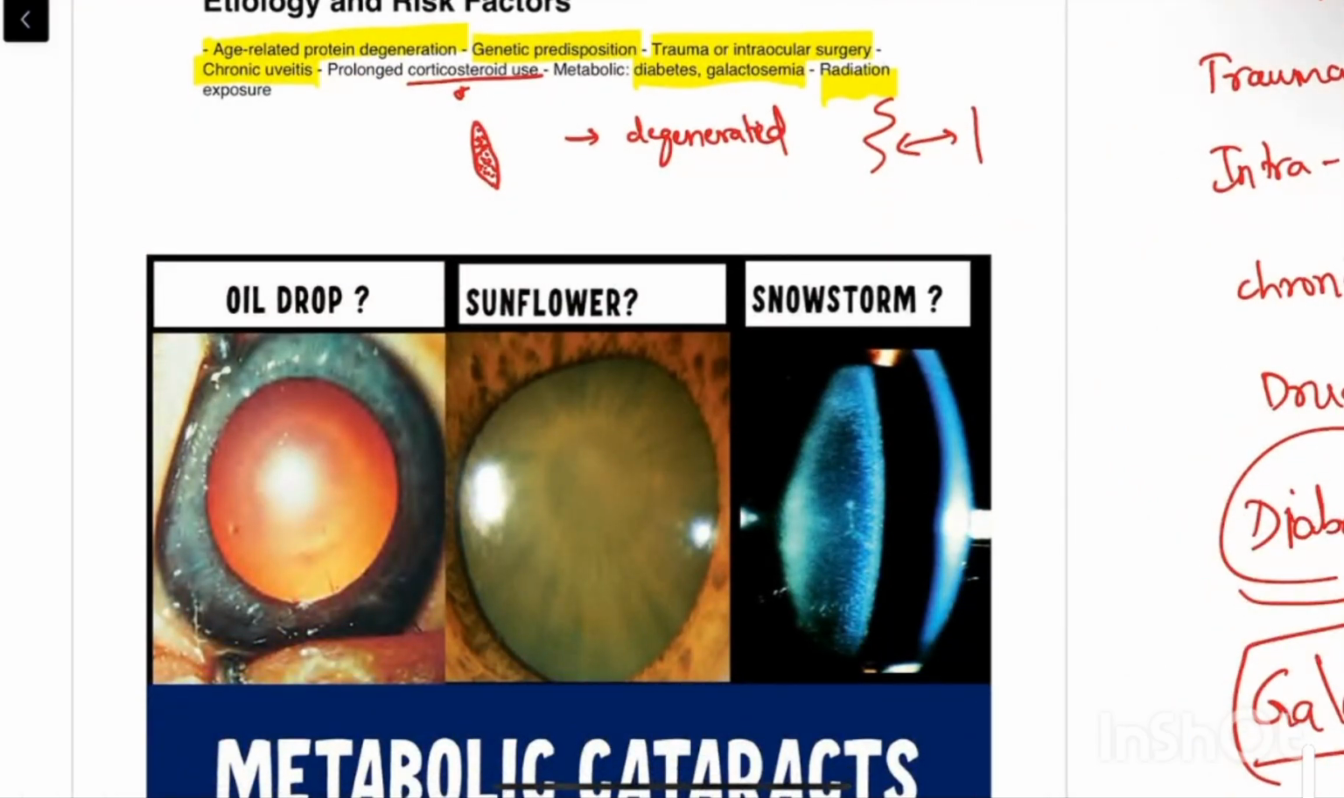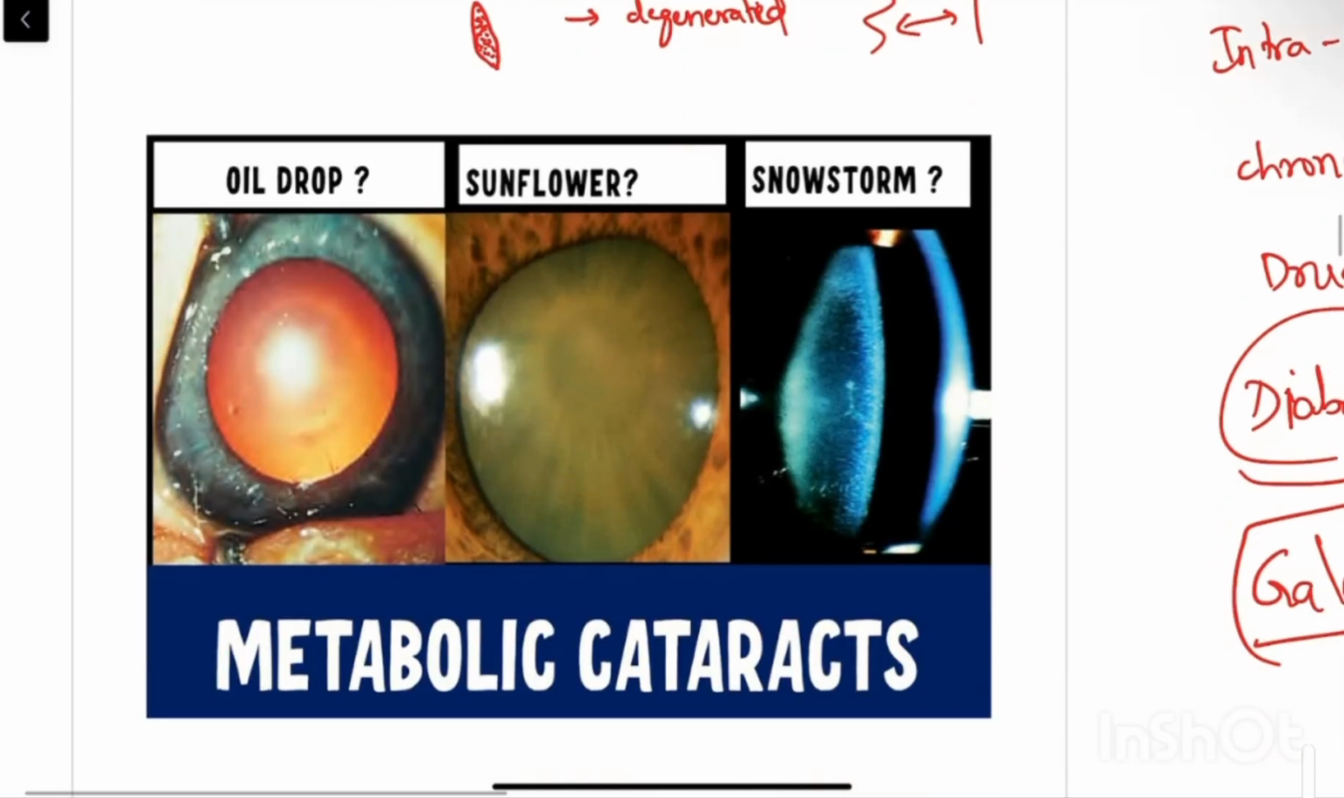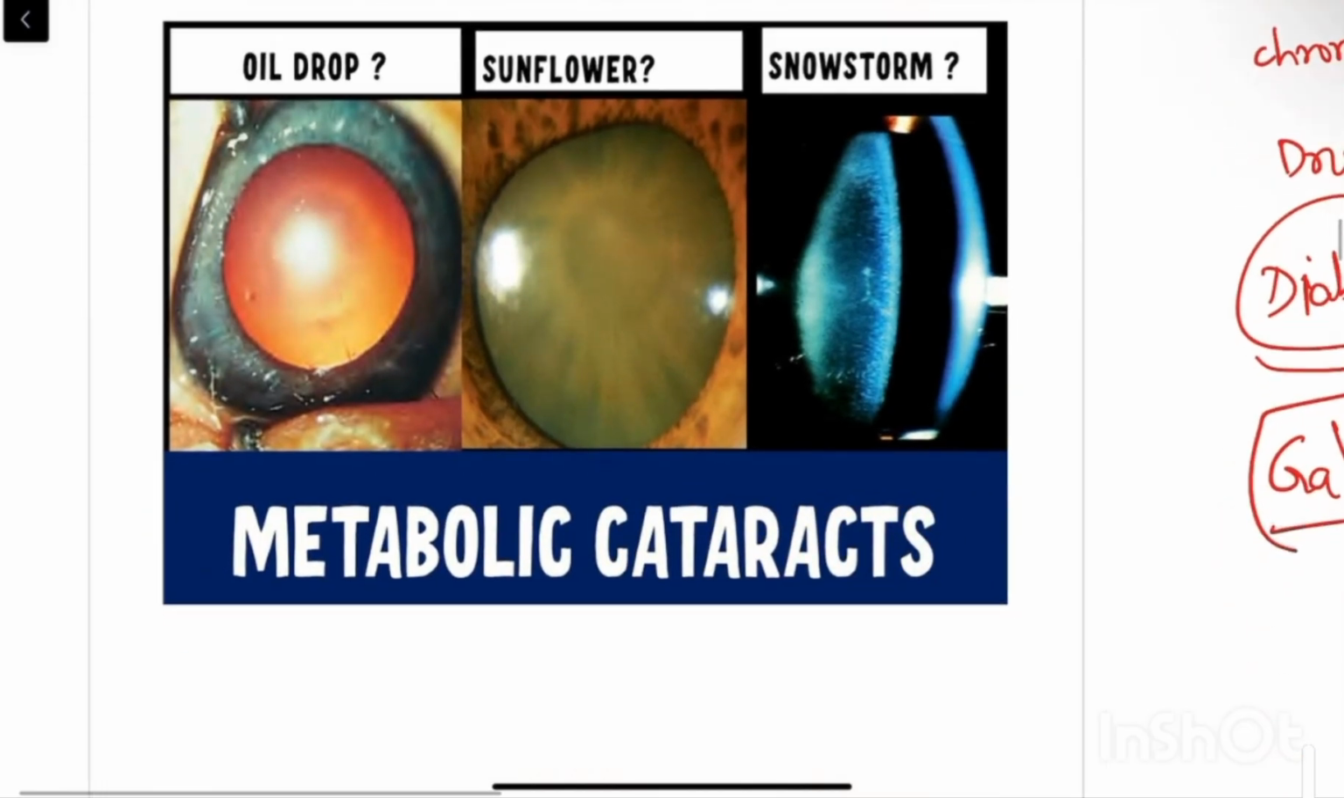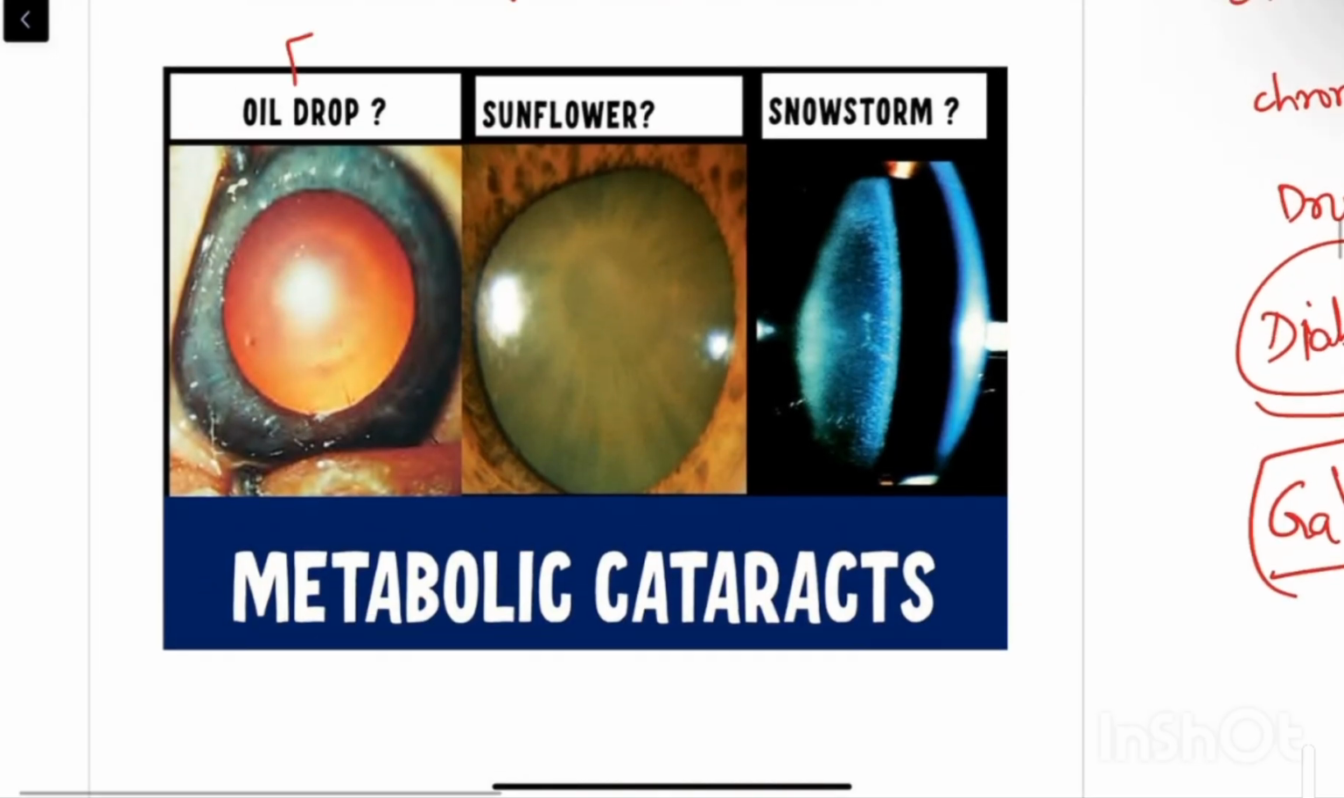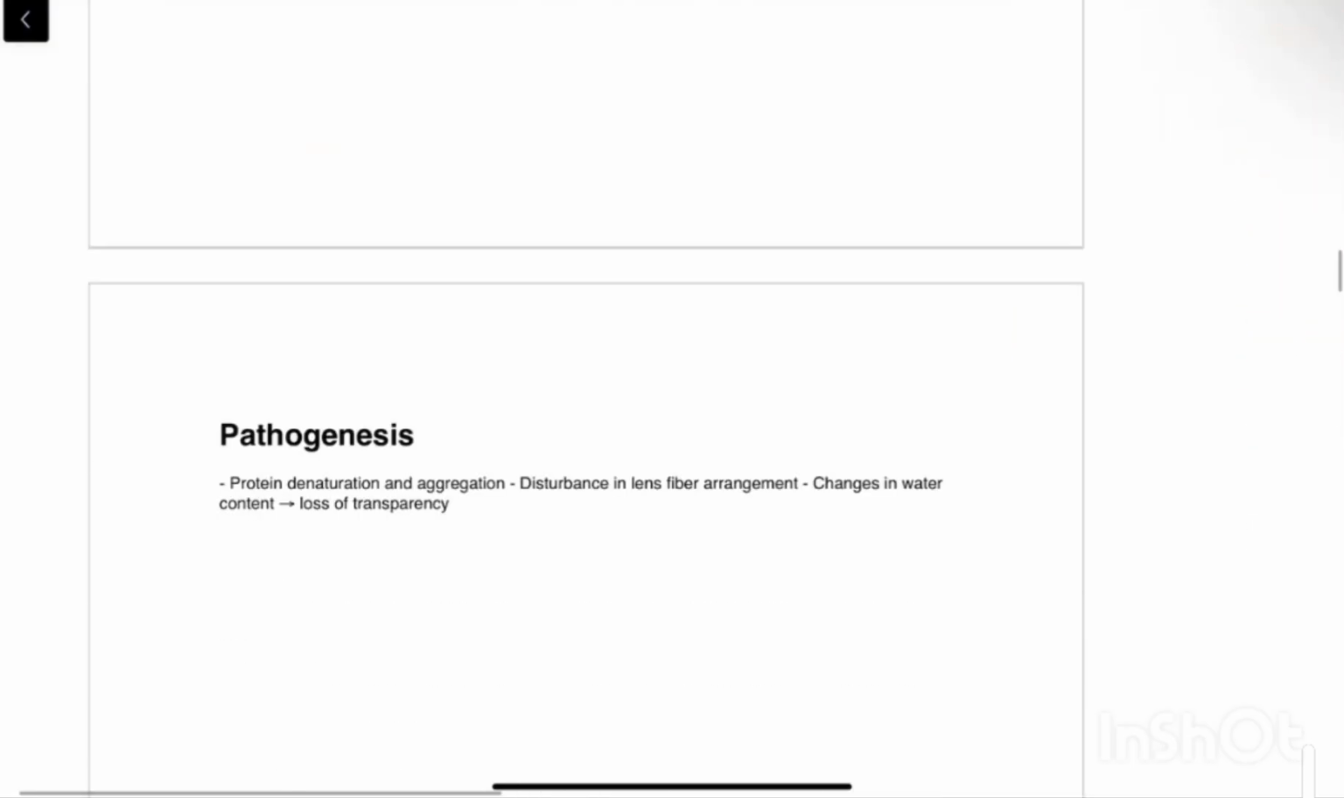Here are some of the metabolic cataracts which are shown. This is oil drop cataract, which is due to galactosemia. Sunflower cataract is because of diabetes. And snowstorm cataract usually is due to trauma or anything like that. So these are the various metabolic cataracts.